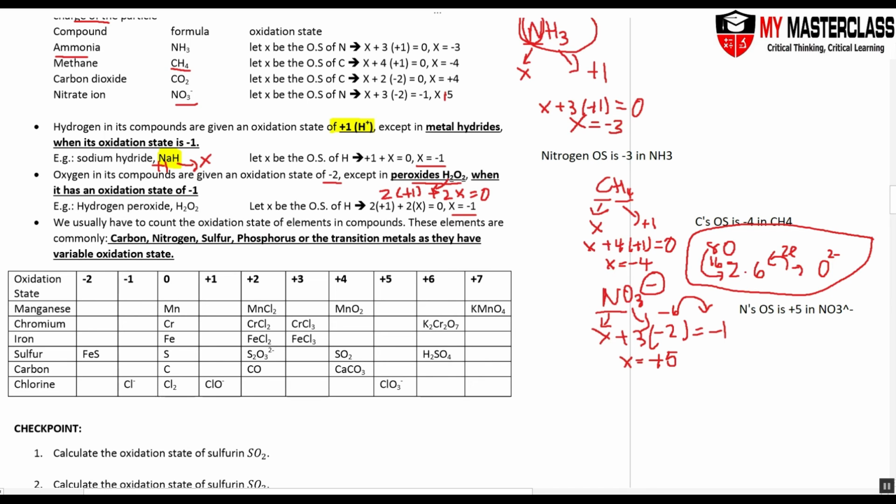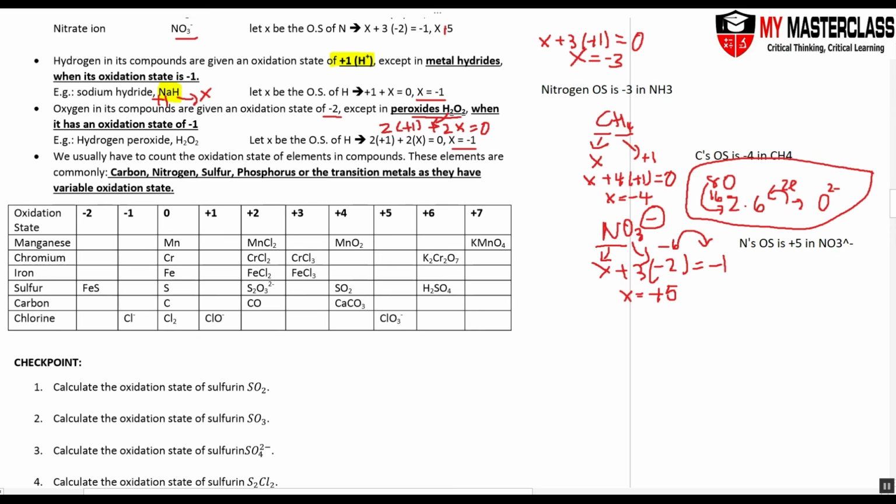Okay, so as a rule of thumb, we count oxidation states of the elements in compounds of your non-metals. Most of the time it is carbon, nitrogen, sulfur, phosphorus. All the non-metals except your group 7, because group 7 is going to be -1. The rest of your non-metals, you have to count them. Or you count the transition metals. Transition metals have variable oxidation states.